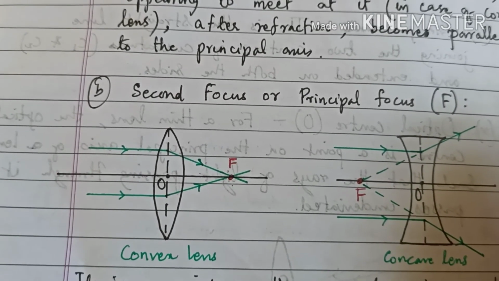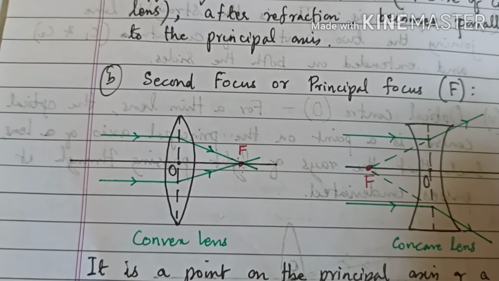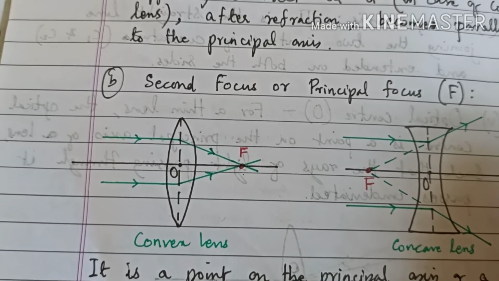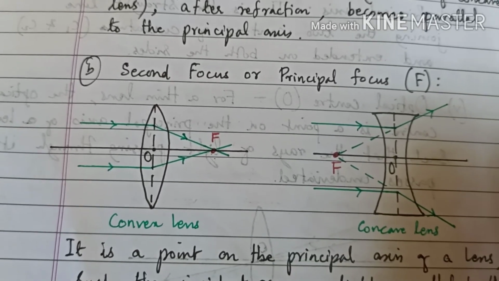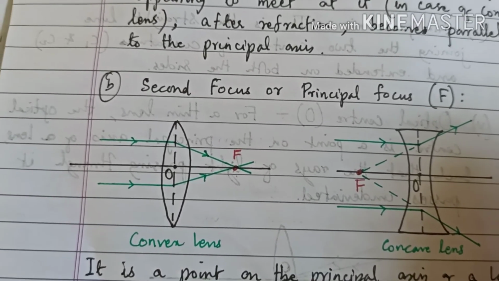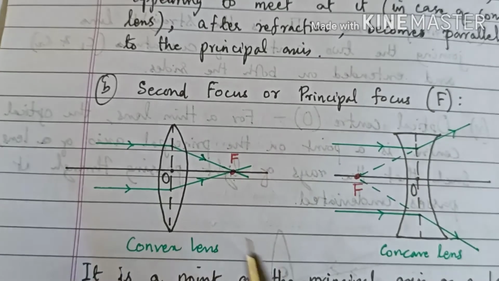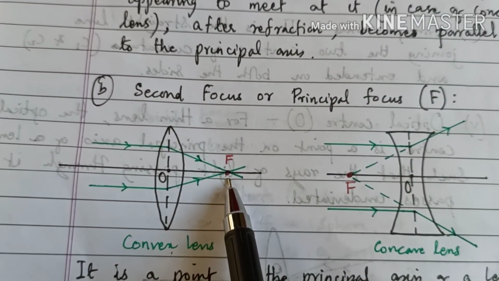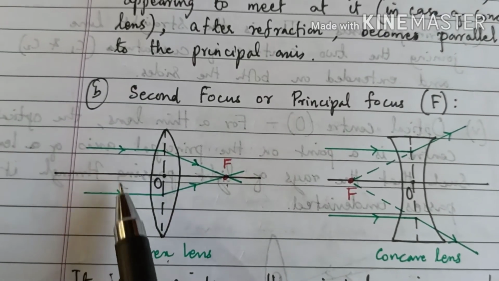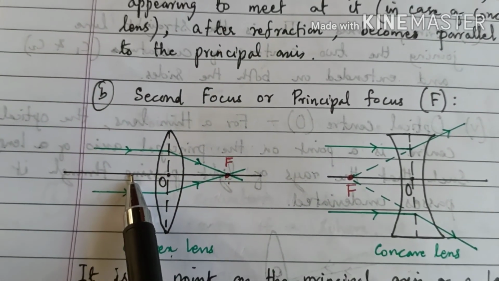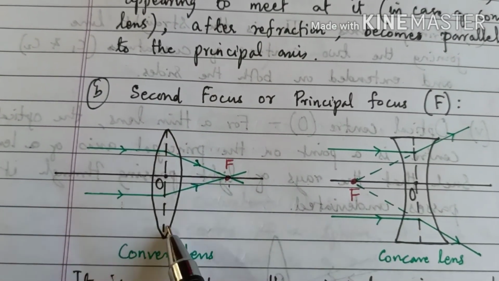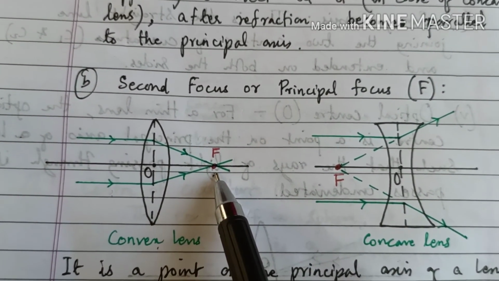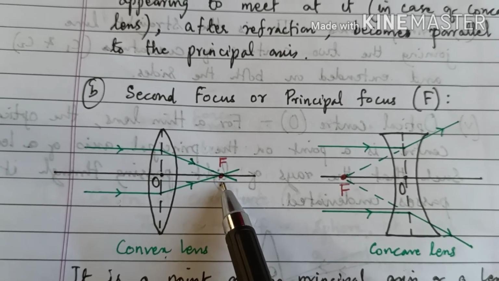Now let us learn about the second focus of the lens. The second focus of the lens is also called the principal focus. If we simply say focus of the lens, then we mean the second focus. In case of a convex lens, the second focus is a point on the principal axis such that the incident rays of light parallel to the principal axis, after refraction from the lens, actually meet at this point. Then this point is called the second focus or the principal focus of the convex lens.